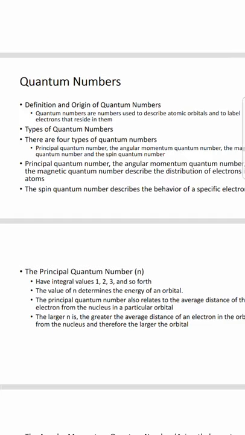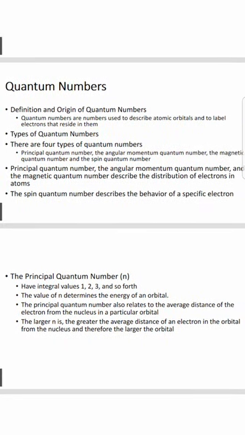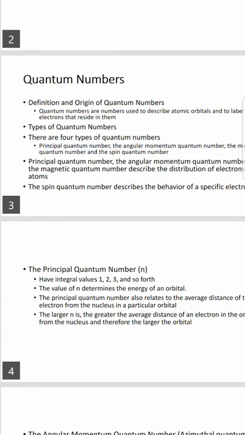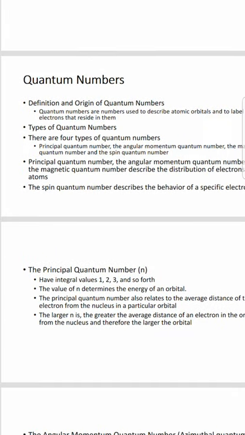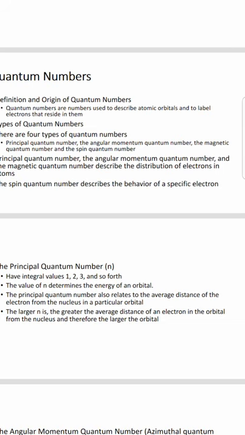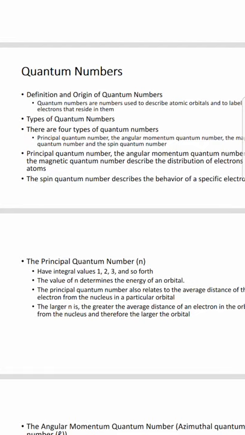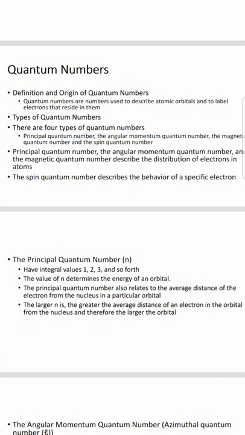We have the four. But the first three quantum numbers, don't forget, look at the third bullet, the fourth bullet on the third slide, which tells us we have three: the principal quantum number, angular momentum quantum number, and magnetic quantum number. All of them describe the distribution of electrons in an atom. So the first three quantum numbers' main job is to describe only the distribution. How does the electron distribute?